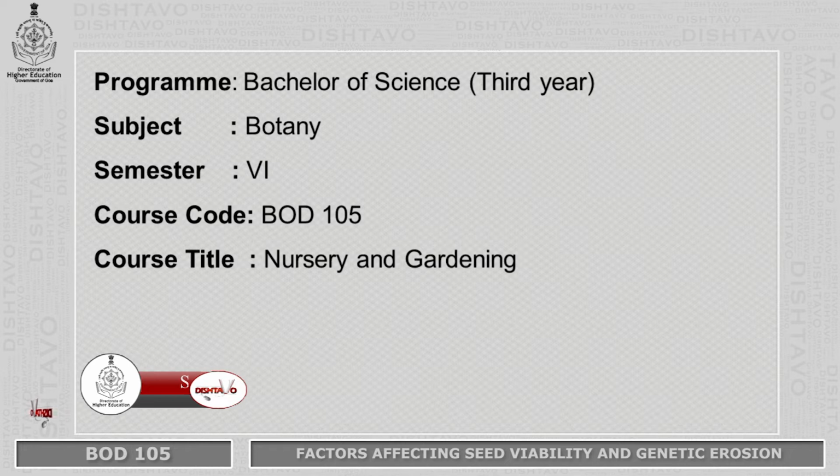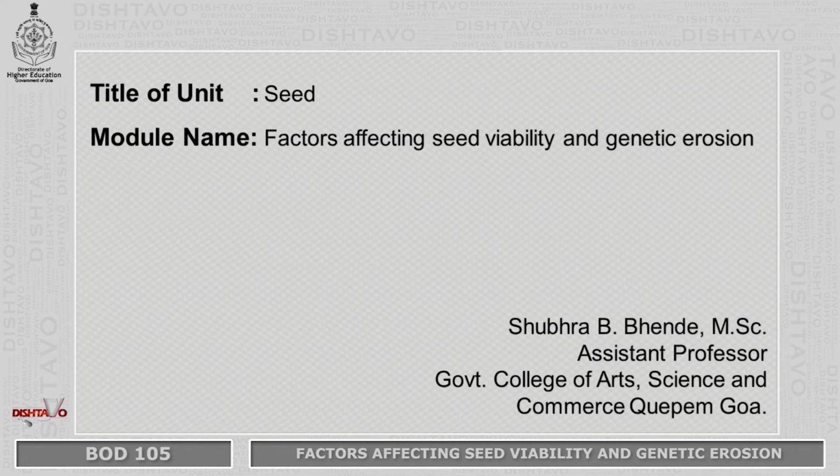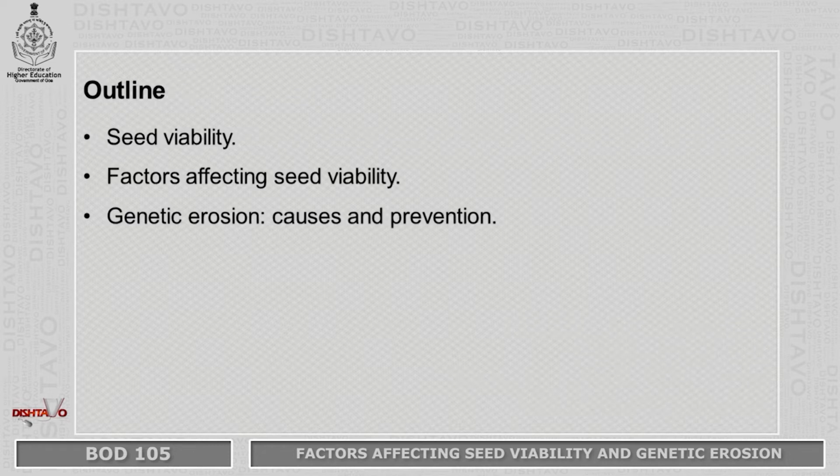Program Bachelor of Science, 3rd year. Subject Botany, Semester 6. Course code BOD105. Course title Nursery and Gardening. Title of the unit Seed. Module name Factors affecting seed viability and genetic erosion.